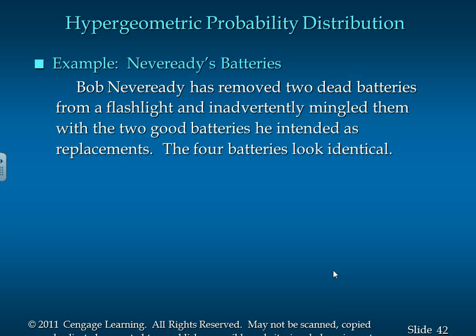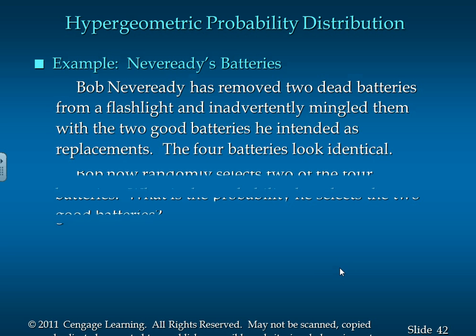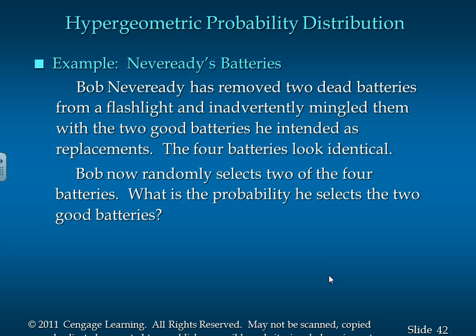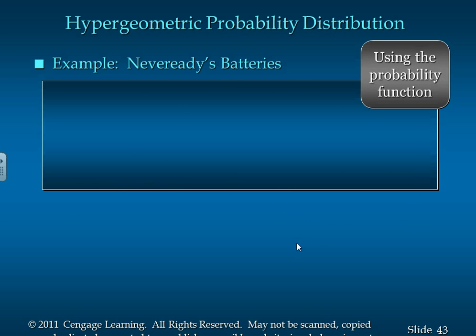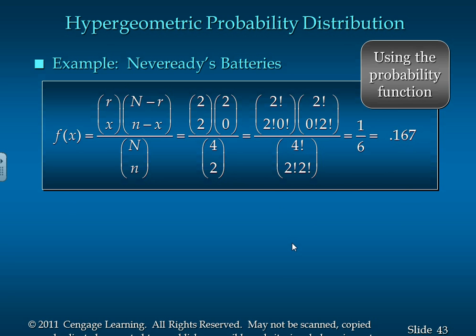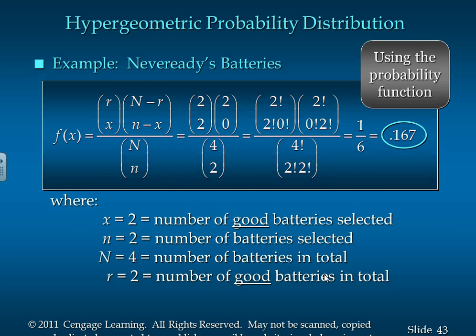So now we're doing batteries. As we move 2 dead batteries from his flashlight, and he's mingled them with the good batteries. All right. He randomly selects 2 out of the 4 batteries. What's the possibility that he gets the good ones? I don't know. What's the possibility that I'm going to open my peanuts and eat them? All right, so 0.168 is the possibility that he's going to get 2 good batteries. So that's not good. So don't put your good batteries inside your bad ones.